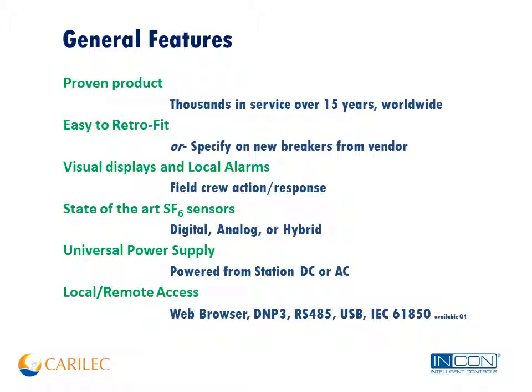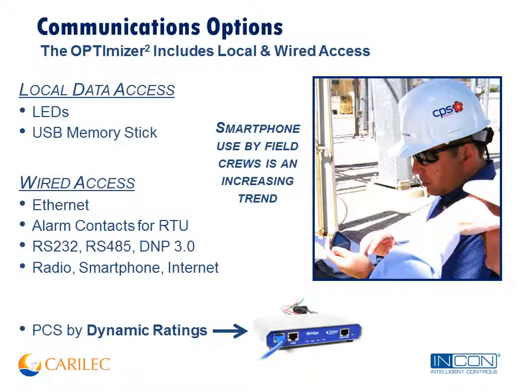We also have included DNP3 communications protocol. You can get that via RS-485 or Ethernet. You can also download information and upload programming via a USB port. And later this year, we'll be offering IEC 61850, which is the new high-speed standard for substation communications. As it is now, we have many communications options.